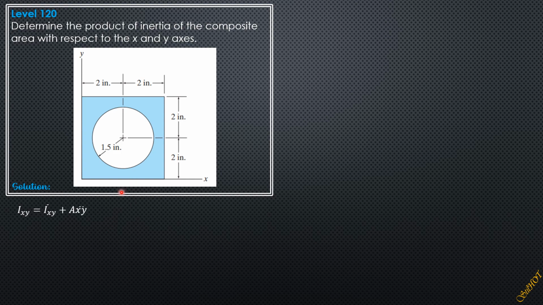That's our guide. So for the square, Ixy equals 0 plus 4 squared times 2 times 2. Then minus, for the circle with respect to the centroid, 0, then plus pi times 1.5 squared, x bar 2, y bar is also 2. So using your calculator, Ixy equals 35.73 inches to the fourth.